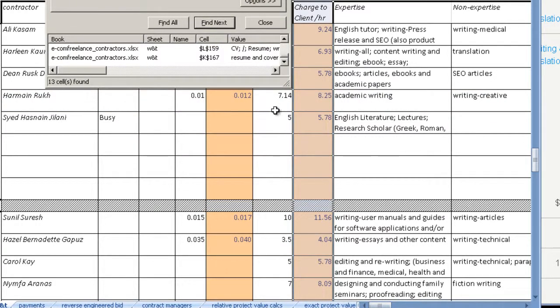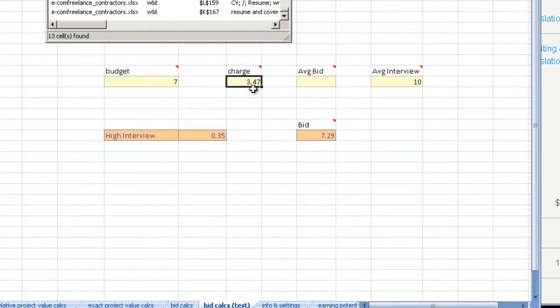Their regular rate is $7.14, and the charge the client here would be $8.25. So let me take that into consideration. Enter $8.25 into the charge amount. And as you can see, it made the adjustment. It's now saying that the bid can be $6.19.